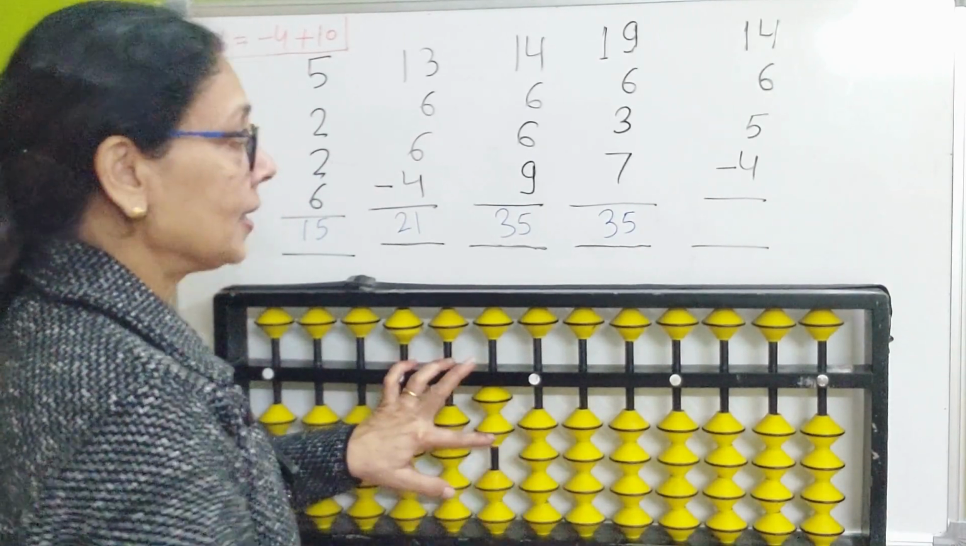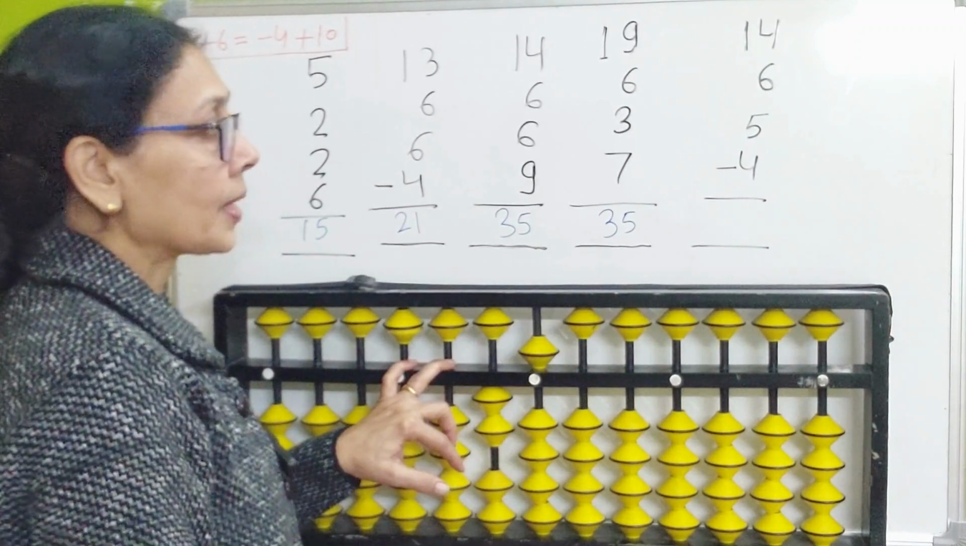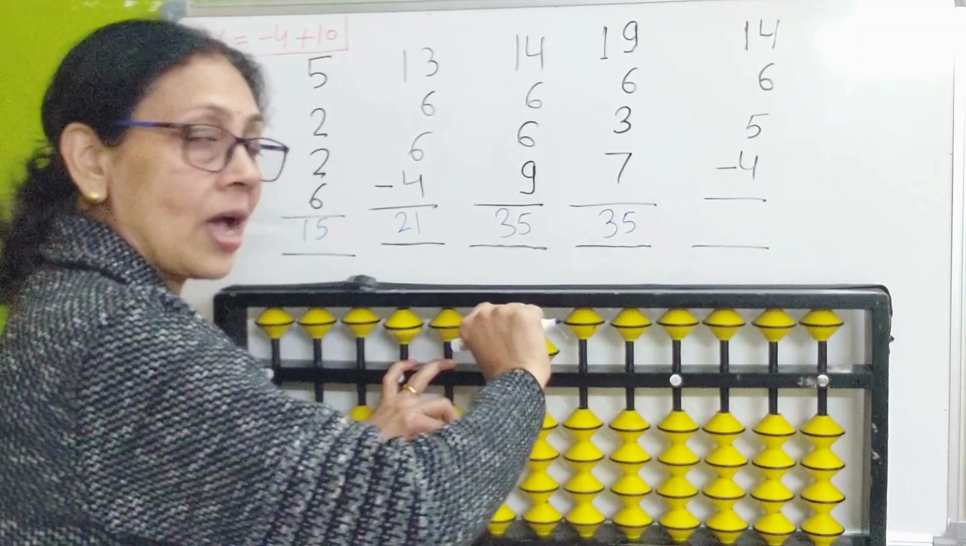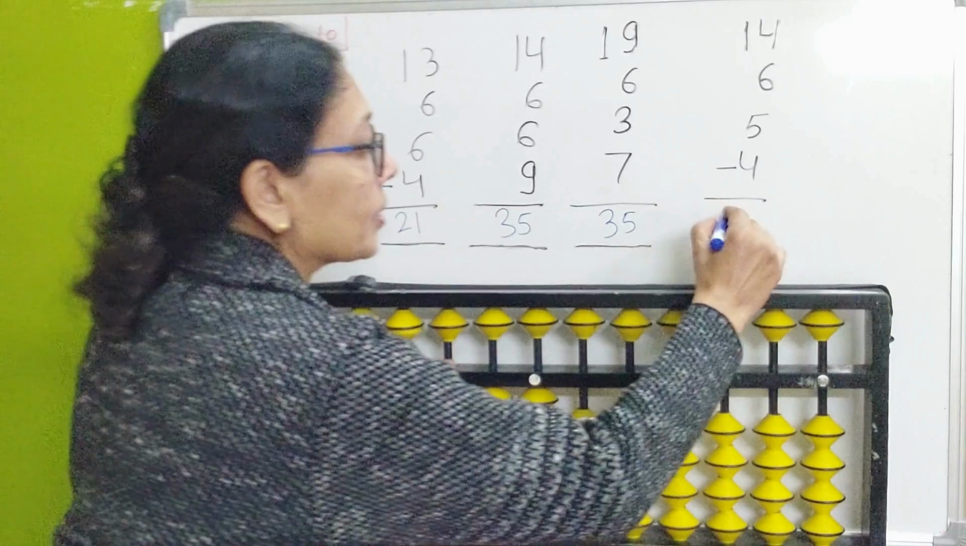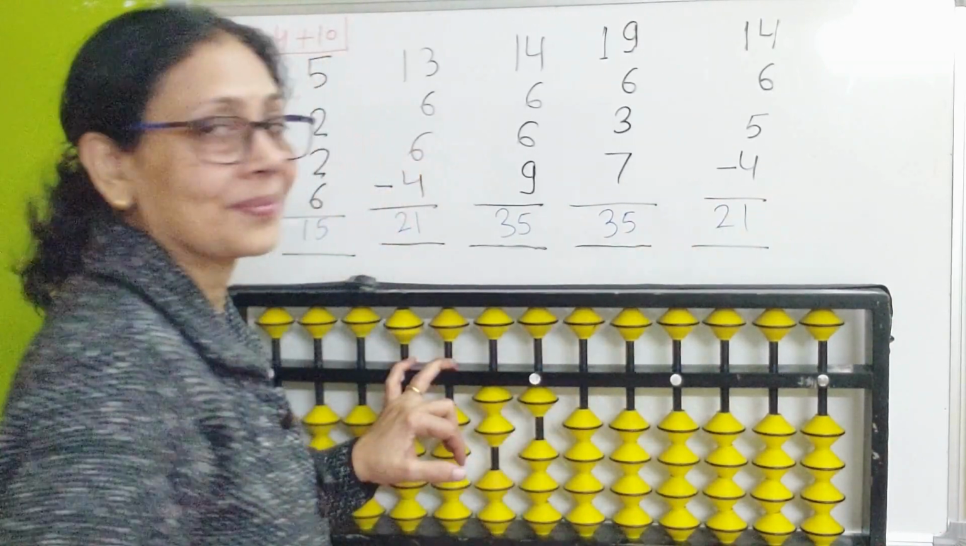So less 4 add 10. 5. Less 4. You have to push away 4. So add 1 less 5. So this is 21. Okay.